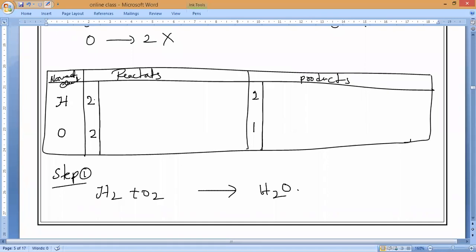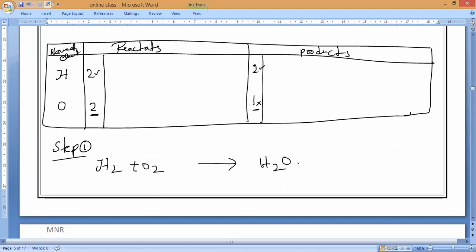Now, hydrogen is balanced. You check it. Who is imbalanced? Oxygen is imbalanced. Hydrogen is the same. Oxygen here is 2, here it is 1. To make 1 become 2, we have to multiply with what? You have 1 rupee and want to make it 2 rupees. What do I have to do? I have to multiply with 2. That you have to remember.